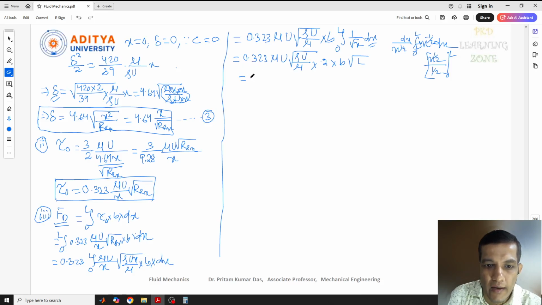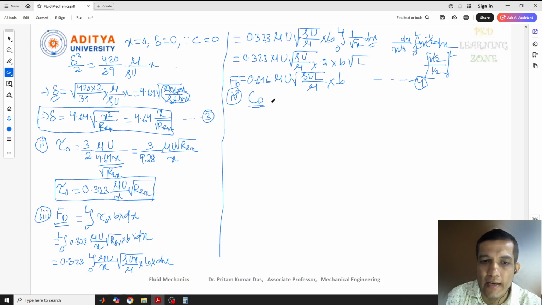you can multiply, so that will be 0.646 mu into u and root over of rho ul by mu into p. This one again you can give as equation 4. Okay, now we need to find out that this is Fd, this is the value of Fd. Now the next term is we need to find out the value of the coefficient of drag. The coefficient of drag, again we need to go back to the equation we have derived.